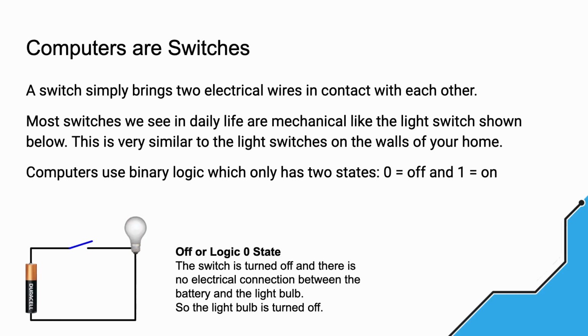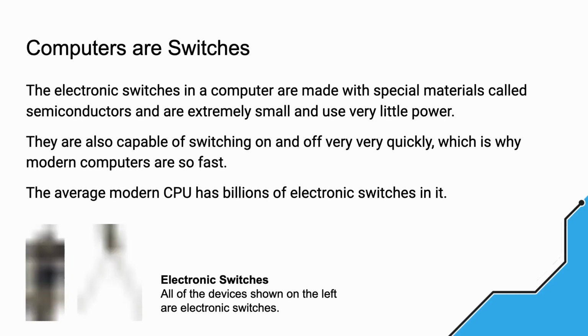So logic state 0: no electricity flowing, circuit's off. Logic state 1: electricity is flowing, and the light bulb turns on, and we're at logic 1.